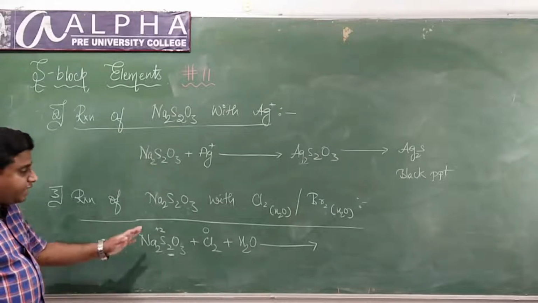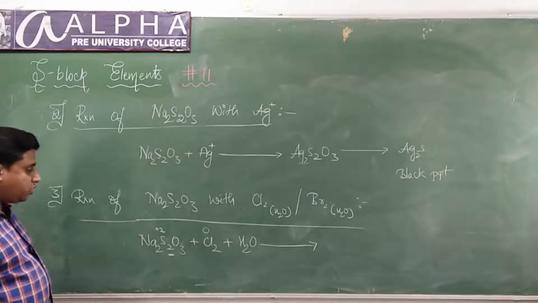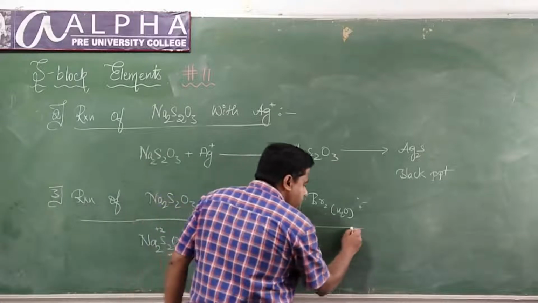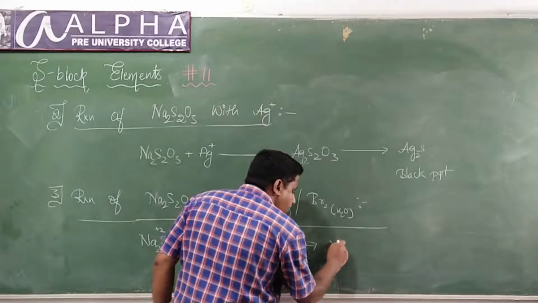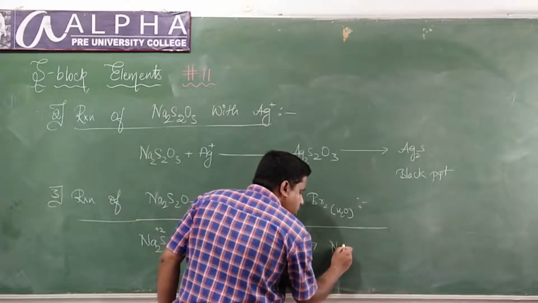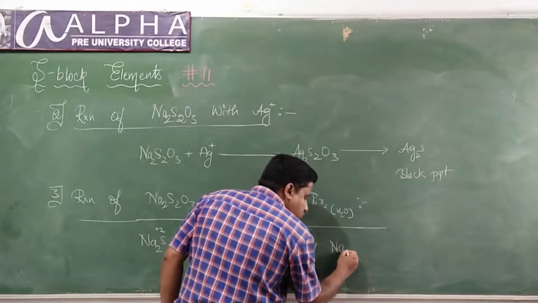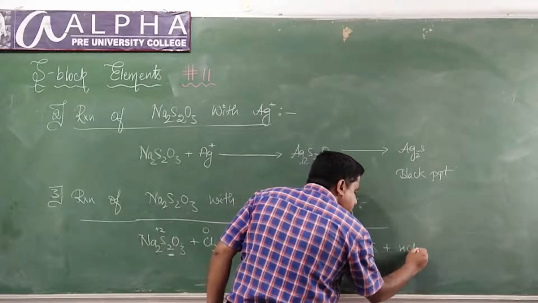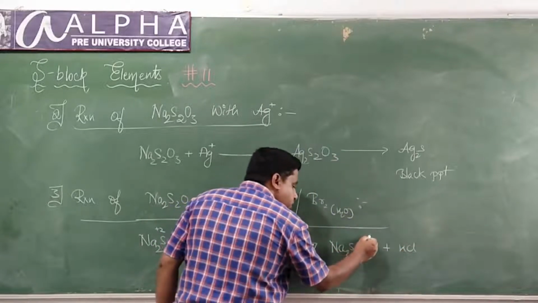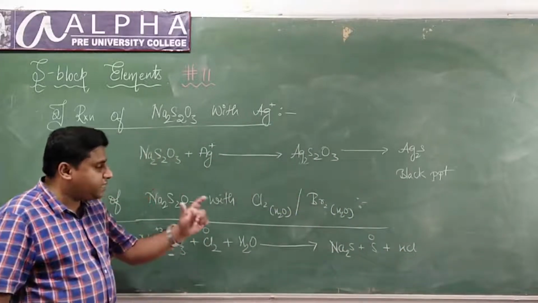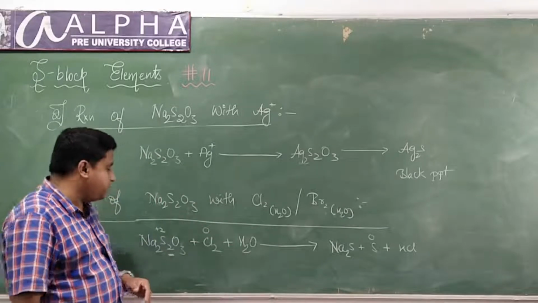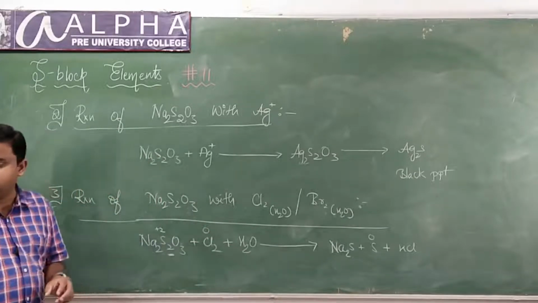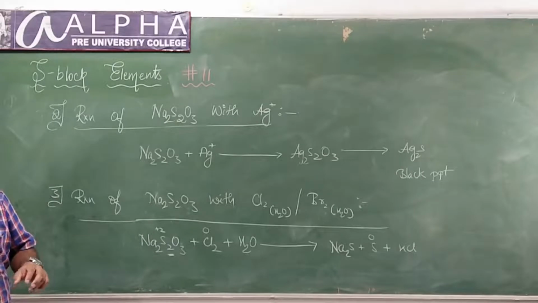Sodium thiosulfate reacts with chlorine and water to form what? It will form sodium sulfide plus sulfur plus HCl. Look here: sodium sulfide plus sulfur plus HCl. I hope you have understood my point. Any doubts with this?